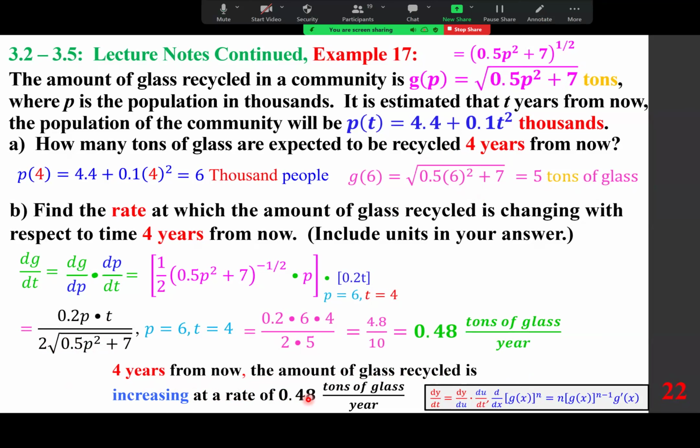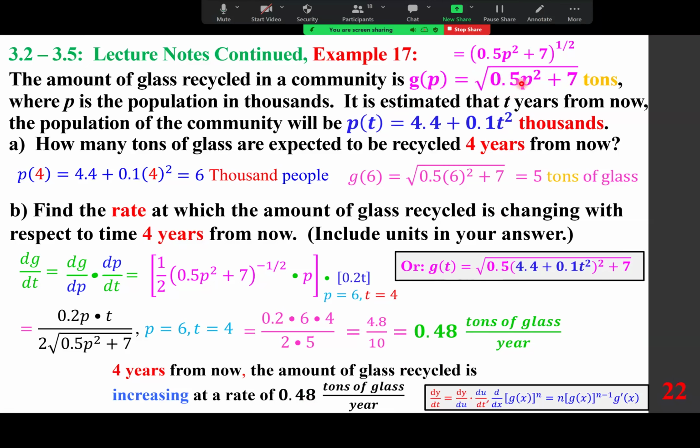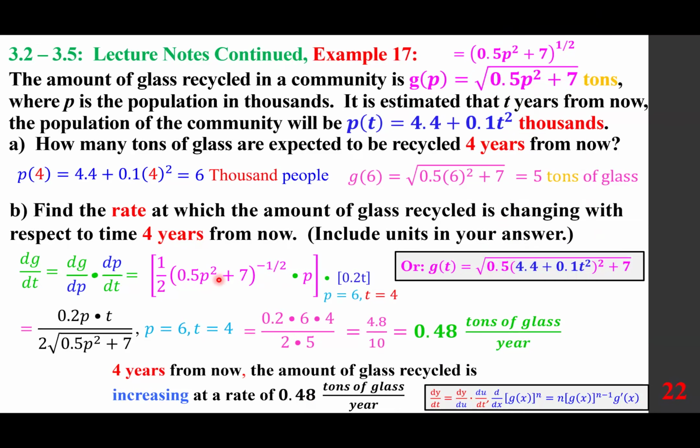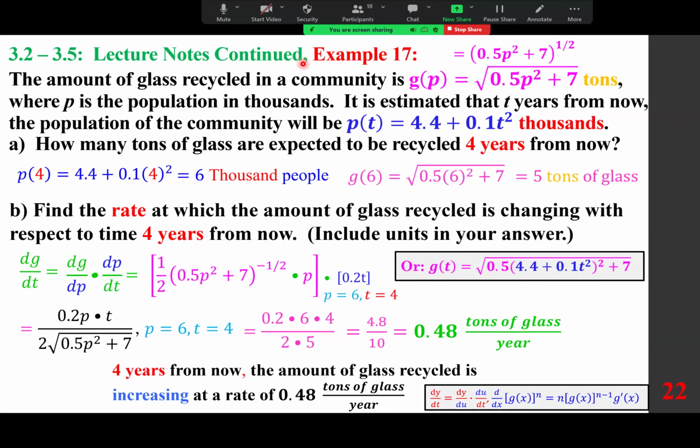Now, if we want to find g of t, all we have to do is replace the p with this. So g of t becomes square root of 0.5 times 4.4 plus 0.1 t squared, squared, plus 7. Now, if you want to differentiate this, it's, I believe, more difficult than this Leibniz notation. So you can find the composite function, yes. Can you differentiate it? Yes. But I believe it's a tad longer. So I don't recommend that. That's why you need to know both methods.